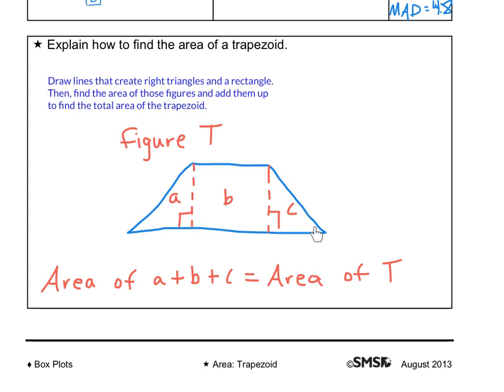So if this is figure T, the trapezoid, and I draw in my right triangles from each pinnacle, or each vertex down, I create figure A, B, and C. Right triangle A, rectangle B, right triangle C. And if I take the area of A and add it to the area of B and add it to the area of C, I will get my area of figure T, or the total.